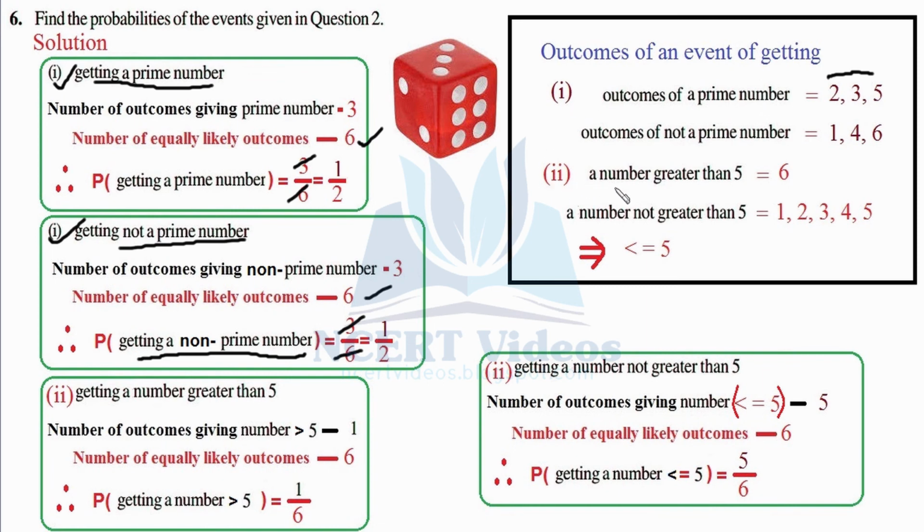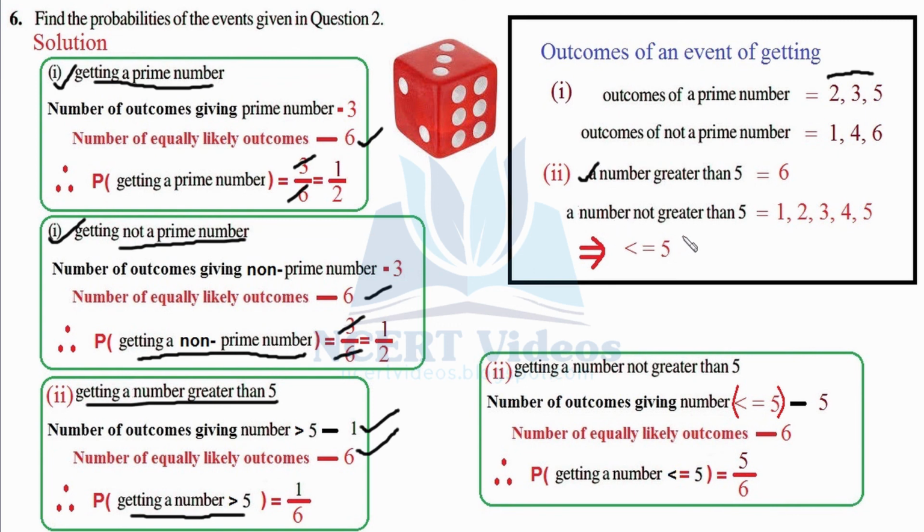Let's consider the second part. So a number greater than 5, we only had one number, that was 6. So we wrote getting a number greater than 5. Number of outcomes giving number greater than 5 was 1. Total possible outcomes were 6. Therefore, we wrote simply probability of what? Getting a number greater than 5 is 1 over 6, not further reducible. That is the answer for this part as well.